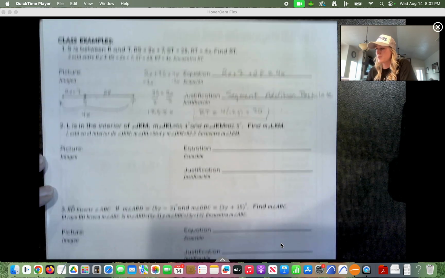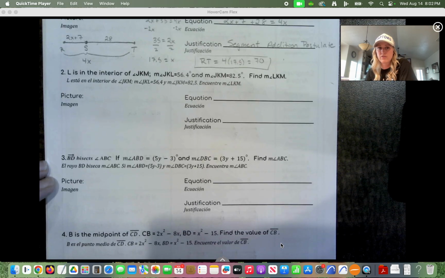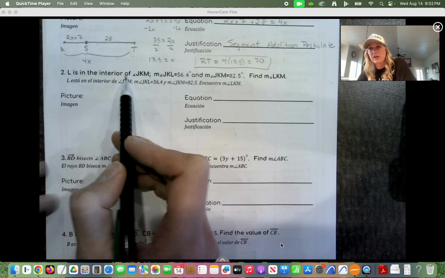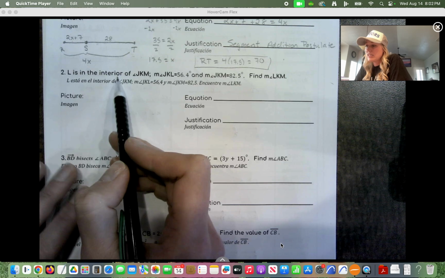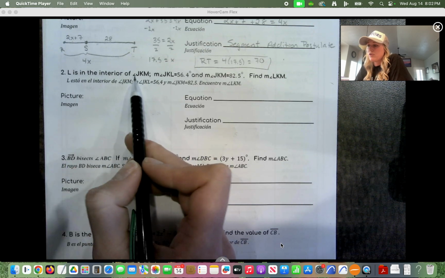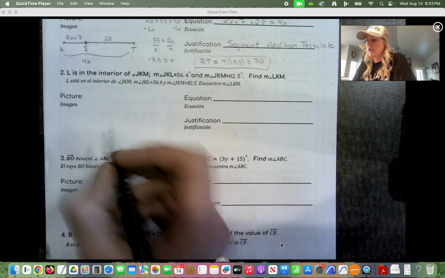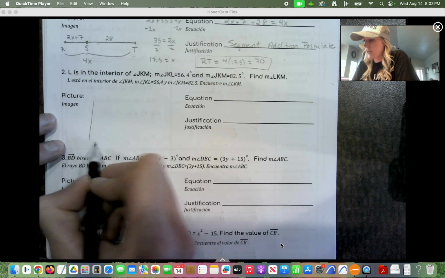Okay, another picture to set up for this one. We have L, so again, that's a point. L is in the interior, meaning inside, of angle JKM. And then they give me some measurements for some angles. Okay, so let's go ahead and draw an angle JKM.